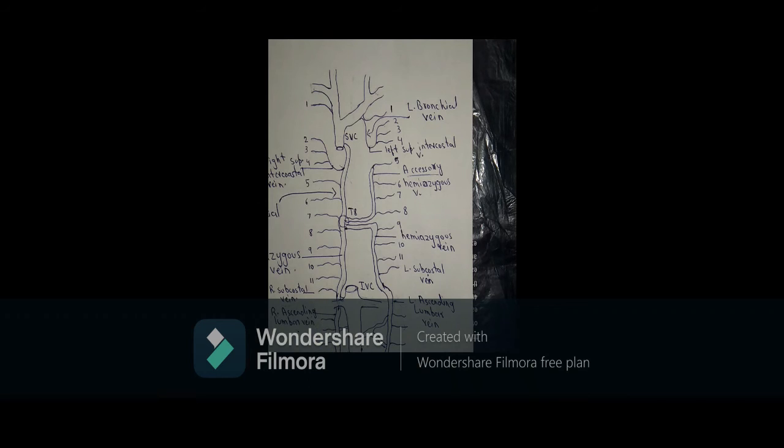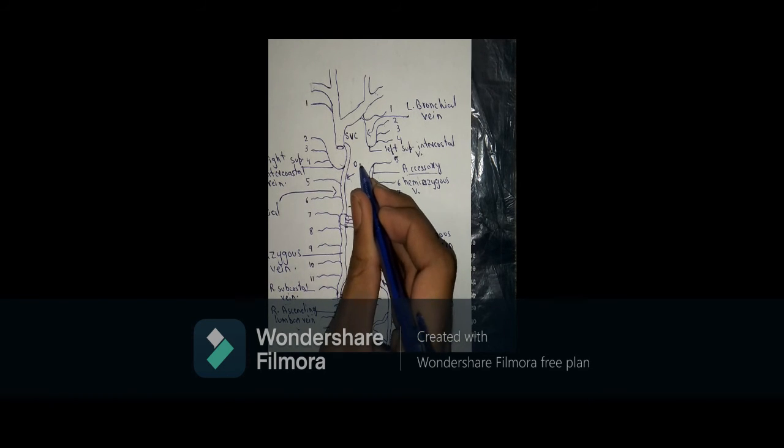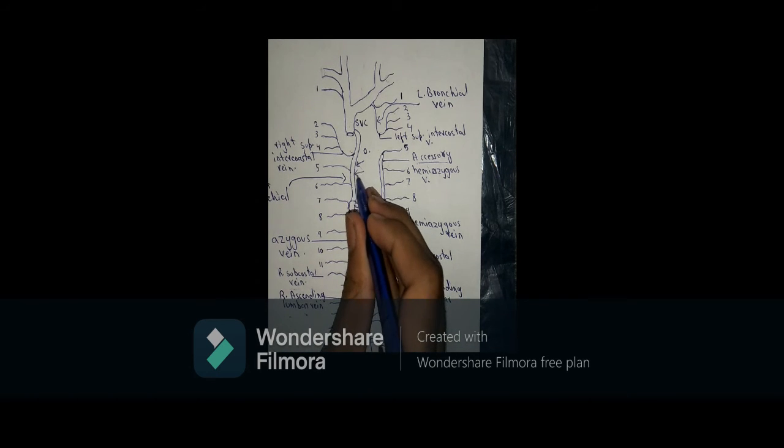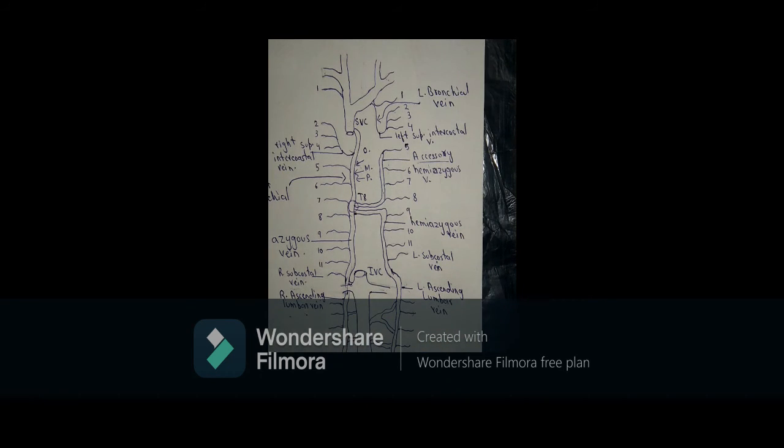Also, the lower part of the esophagus will drain into the azygous vein. Okay, I will write O only for the esophagus. And also the mediastinal veins and the pericardial veins will drain into the azygous vein.